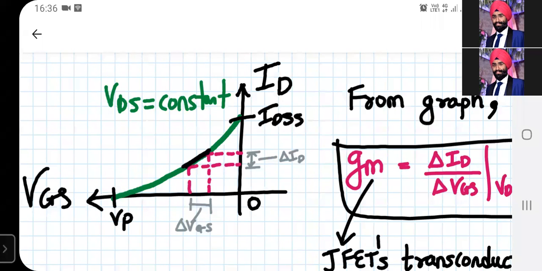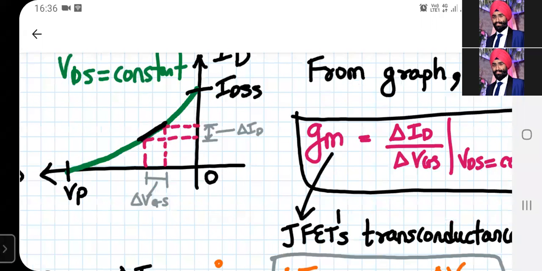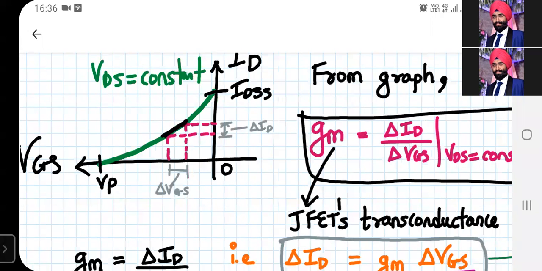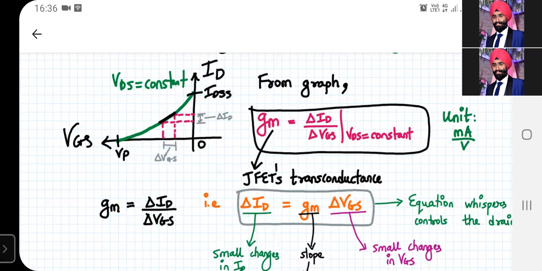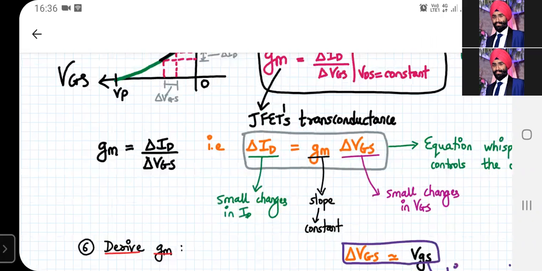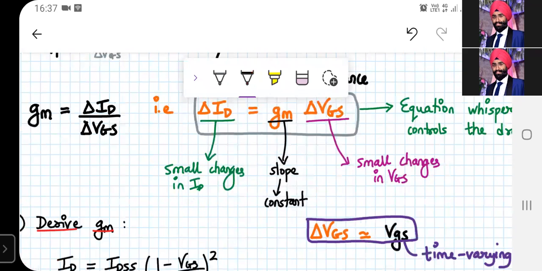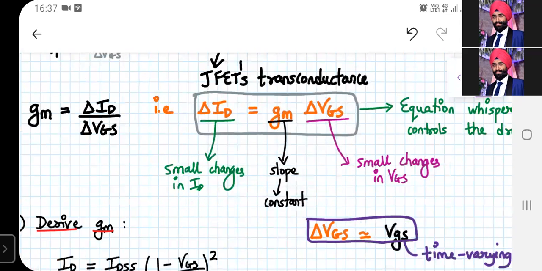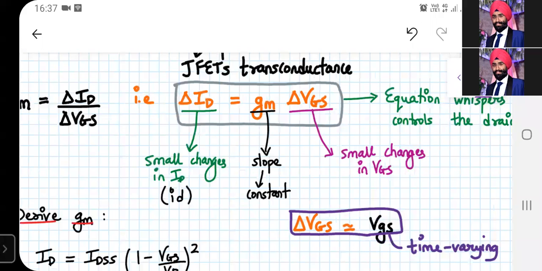So GM is nothing but the slope, y2 minus y1 upon x2 minus x1. So it will be delta ID upon delta VGS at a constant VDS. The unit of GM is milliampere per volt, and GM is called the JFET's transconductance. We can rewrite this equation as follows: delta ID is given by GM times delta VGS. Delta ID is small changes in ID, which is represented by small id, which is AC. So small changes in capital ID is your small id, and GM represents the slope, which is a constant.